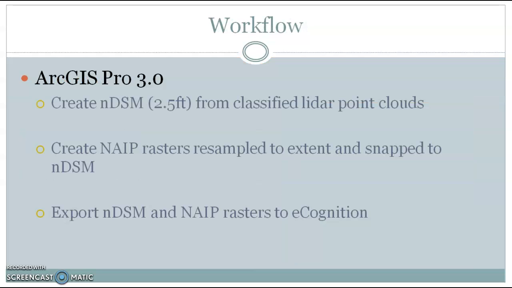My workflow began in ArcGIS Pro 3.0. I used the LiDAR data to produce 2.5-foot spatial resolution NDSMs. To do this, I created a DEM from ground points in the LiDAR and a DSM from first returns, then subtracted the DEM from the DSM using the minus raster function. I had to do this for every tile that you saw on the previous screen.